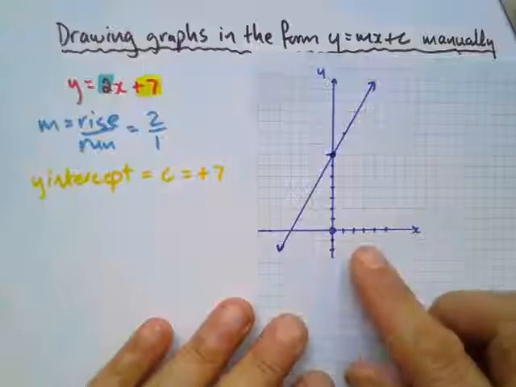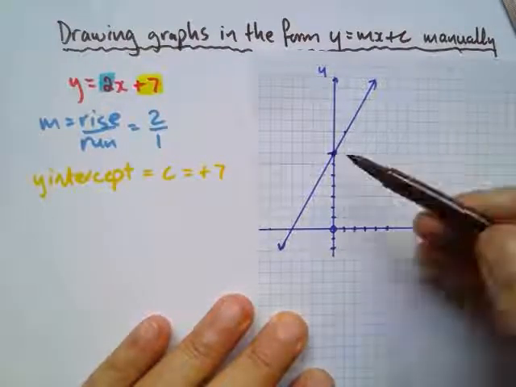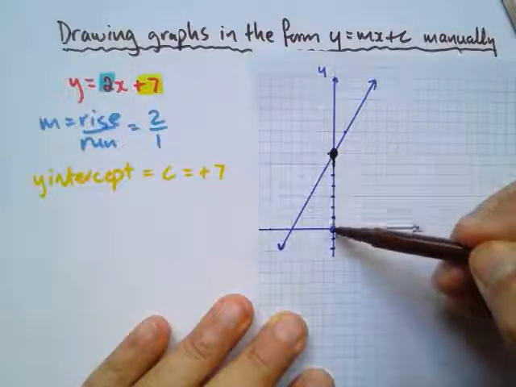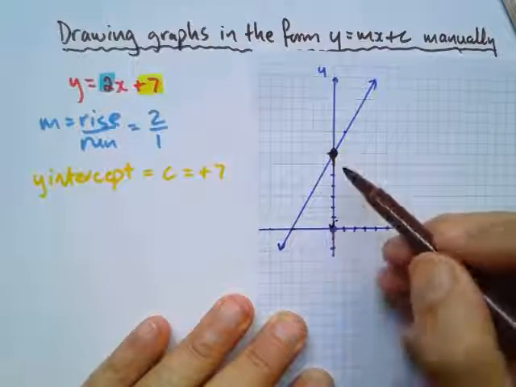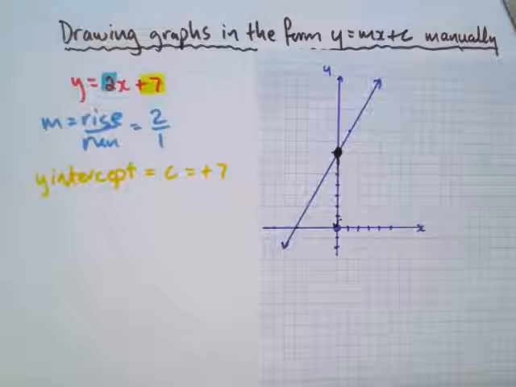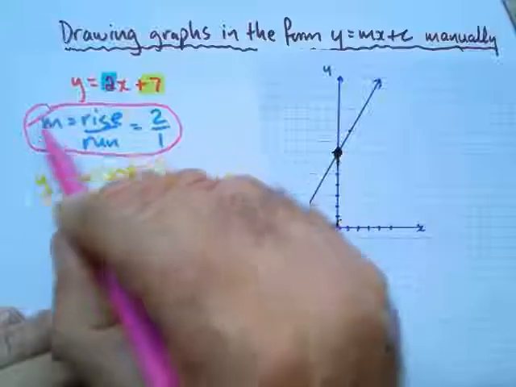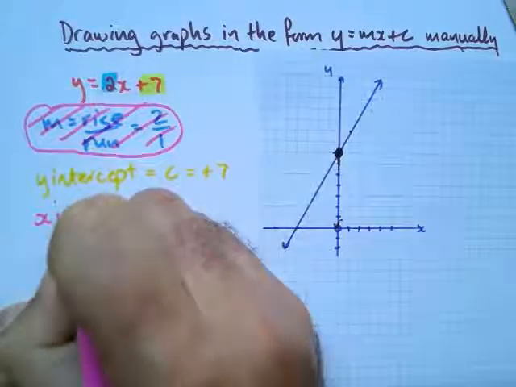Now remember, on any graph, there's my y-intercept, that is where x is 0, and my x-intercept is where y is 0. So I already have my y-intercept. Let's say I haven't used this yet. Then I can find my x-intercept.